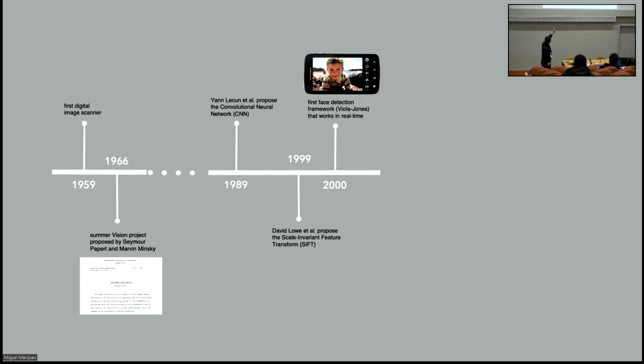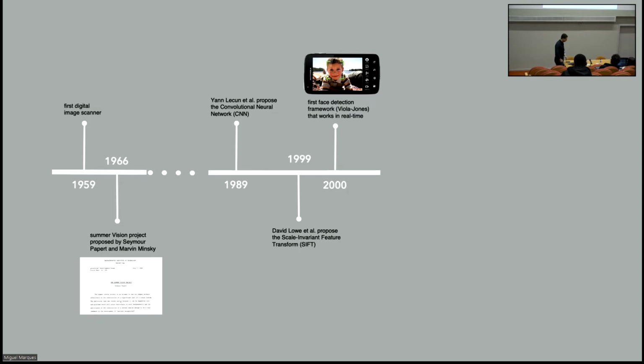So I would say that until the 2000s, these are the main milestones. As I said, 1999, the feature detector proposed by David Lowe, and the first face detection framework by Viola and Jones that worked in real time. There's also a milestone in 1989 that I didn't talk about, because it was more of a curiosity by then. Yann LeCun proposed a way of integrating feature extraction and learning into one single framework called the convolutional neural network. But it didn't work very well beyond very simple images and very controlled scenarios.